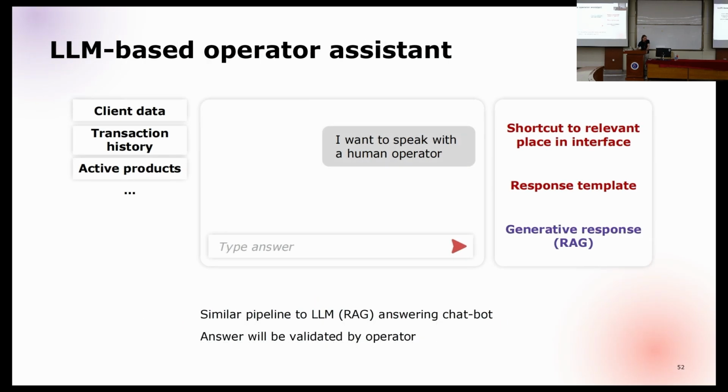Next thing is LLM-based operator assistant. We can just show the possible answer to the client question during the dialogue. Under the hood, it is retrieval-augmented generation again, and the answer will be validated by the operator. So if the operator checked the answer and is okay with it, he just presses send and the LLM answer transfers to our client.